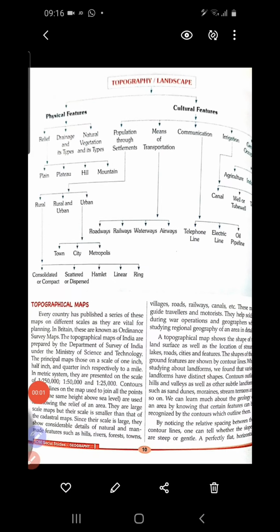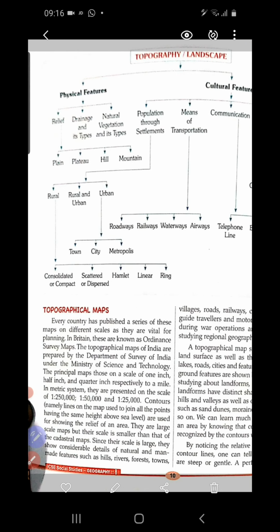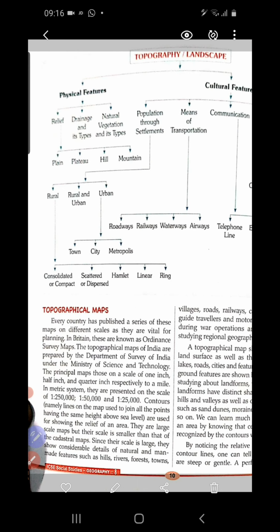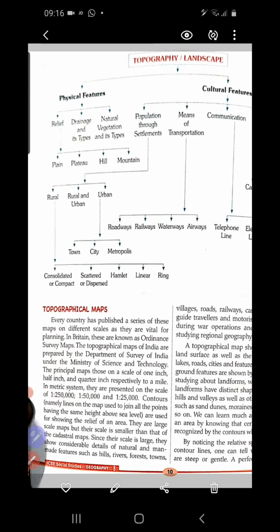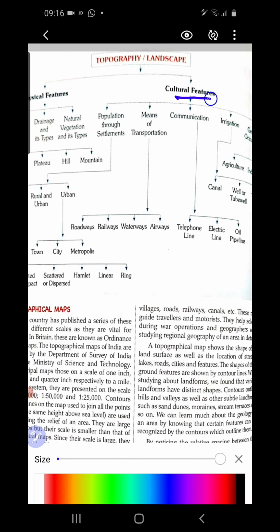Yes, now let's see from this page, topography. That means landscape. Topographical features means features of the landscape. Now which are they? Physical features and cultural features. What do we mean by cultural features? The meaning of the term cultural feature is man-made features.